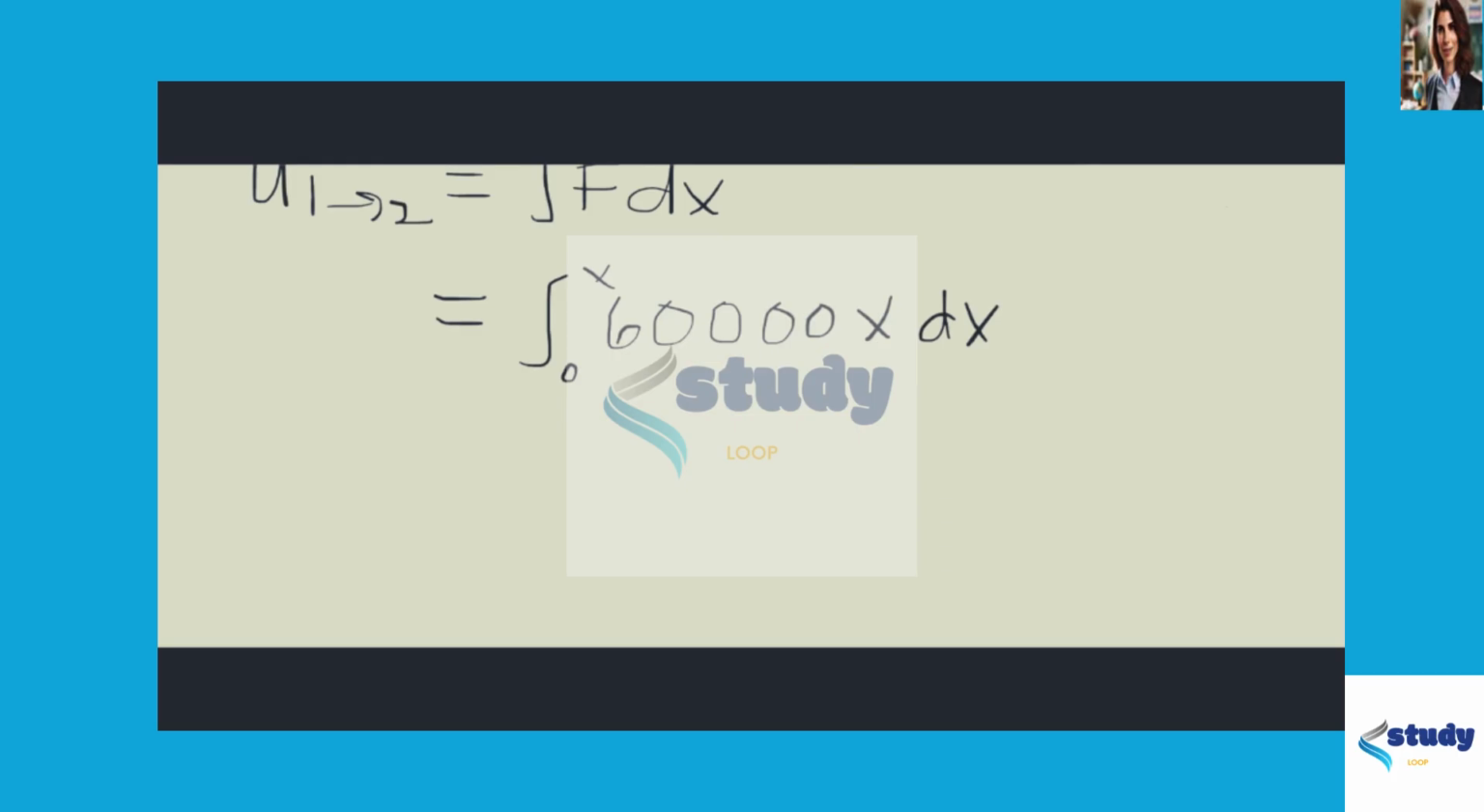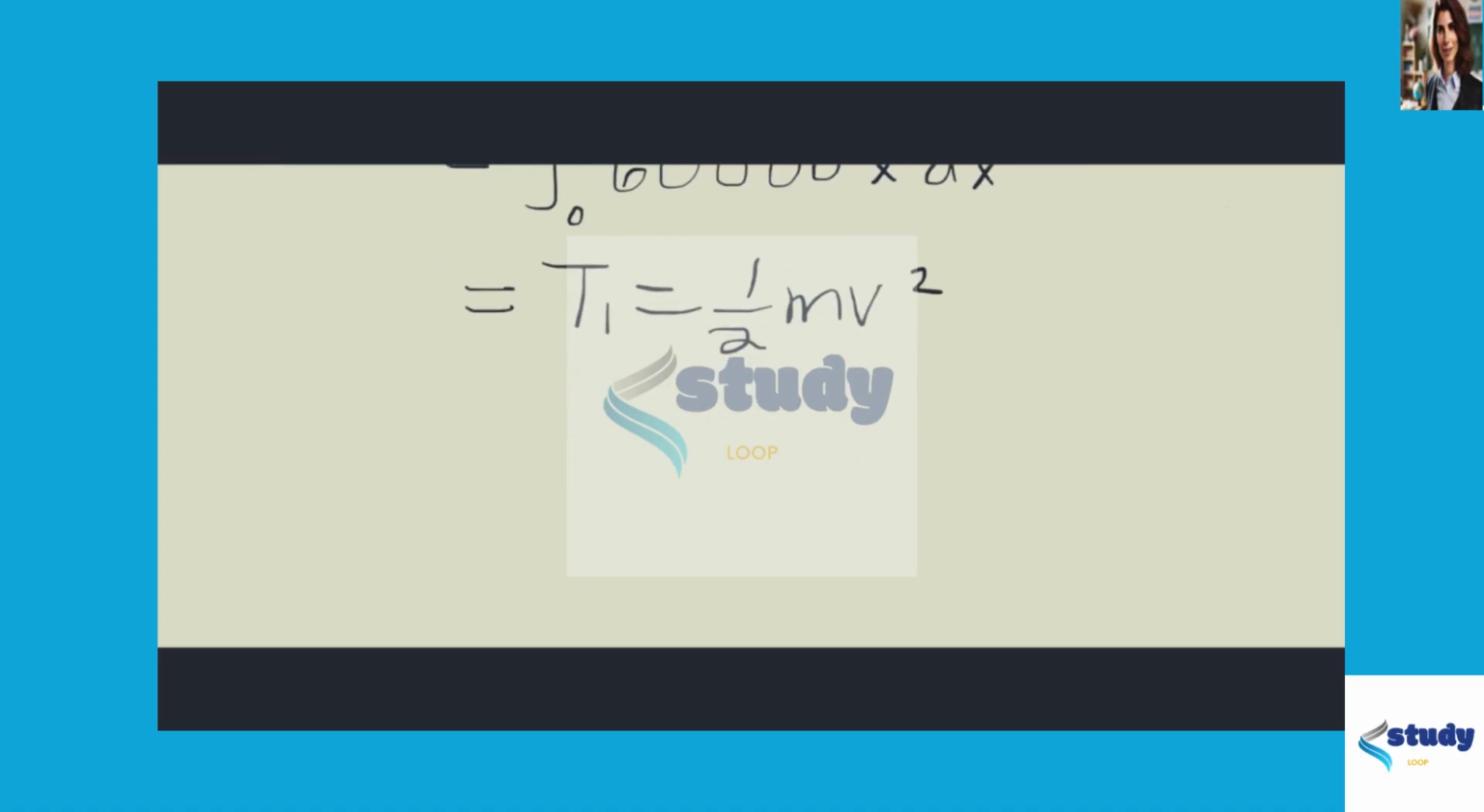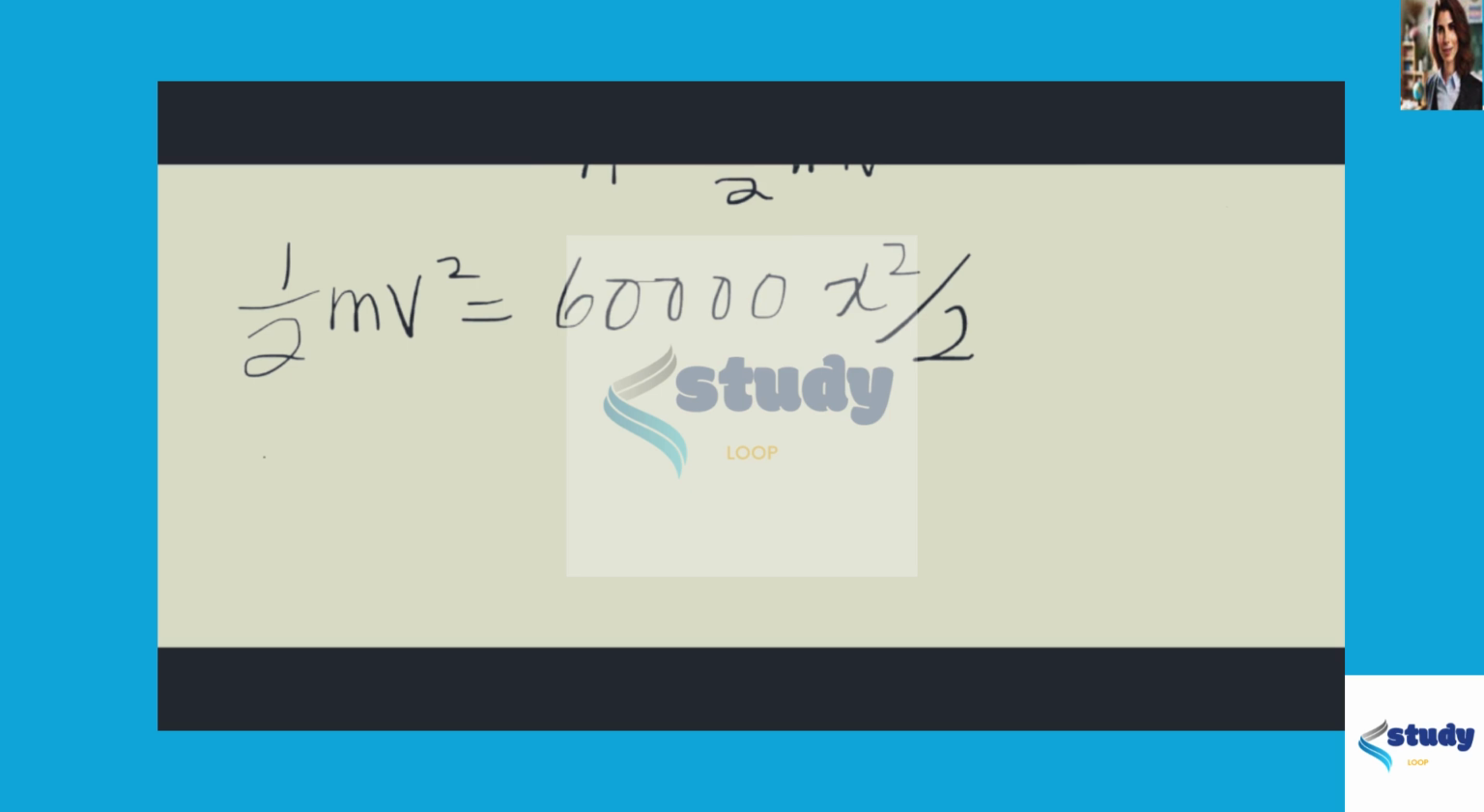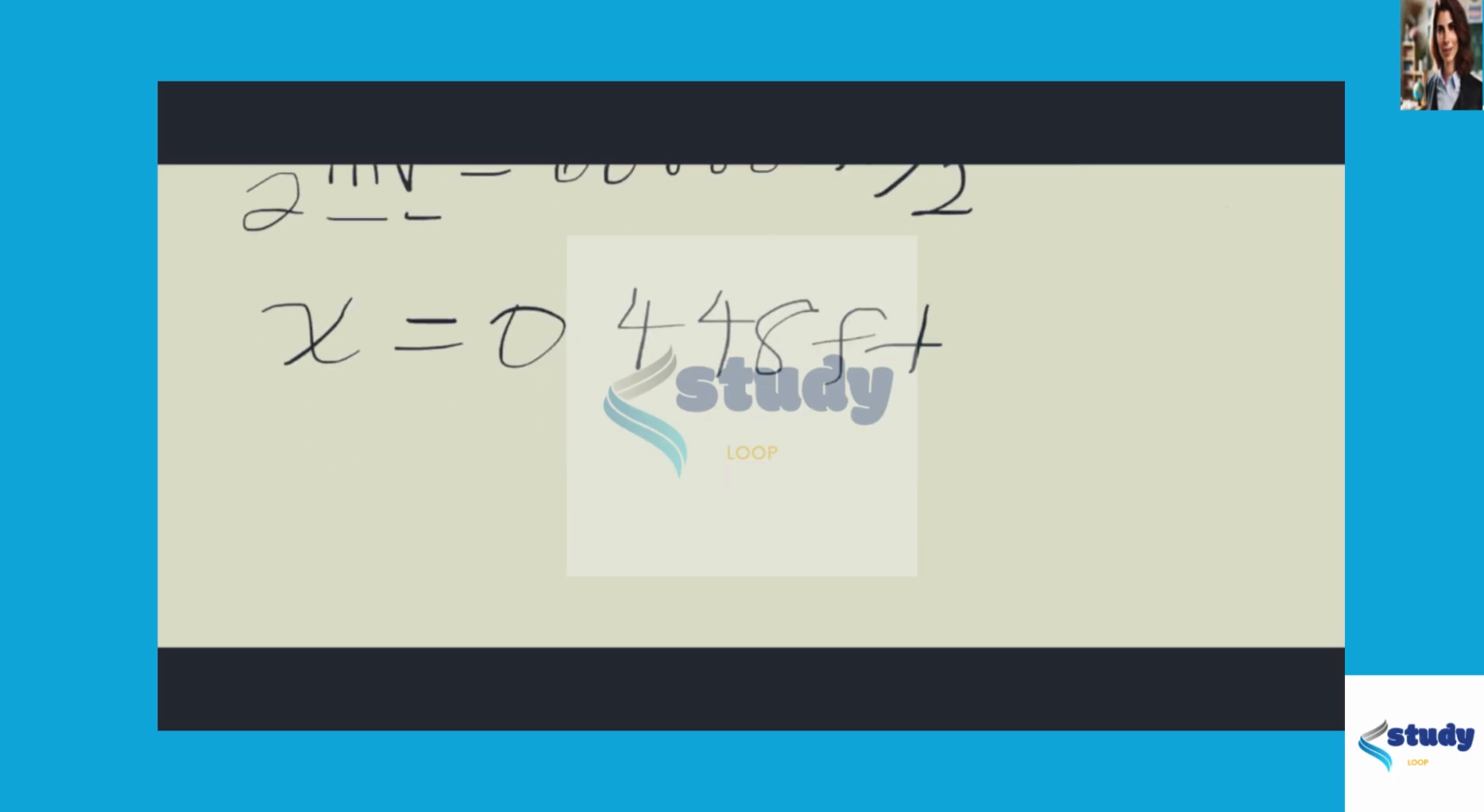We can set this equal to T1, which is equal to 1/2 mv squared. Carrying out this integral gives us that 1/2 mv squared is equal to 60,000 x squared over 2. And solving for x, because we know the mass and the velocity, gives us 0.44 feet, which is also equivalent to 5.37 inches. So that is our stopping distance for fender A.